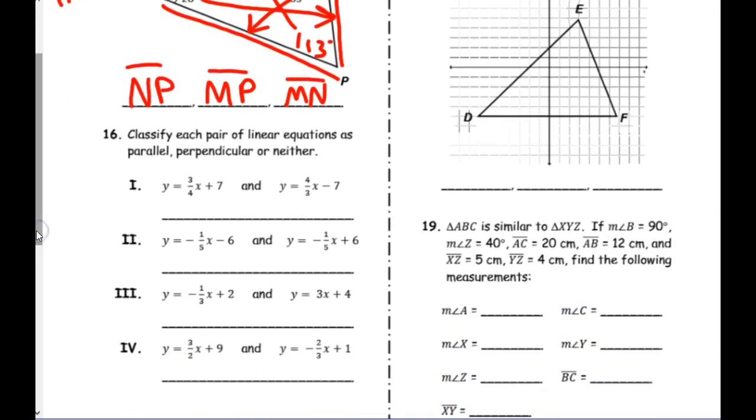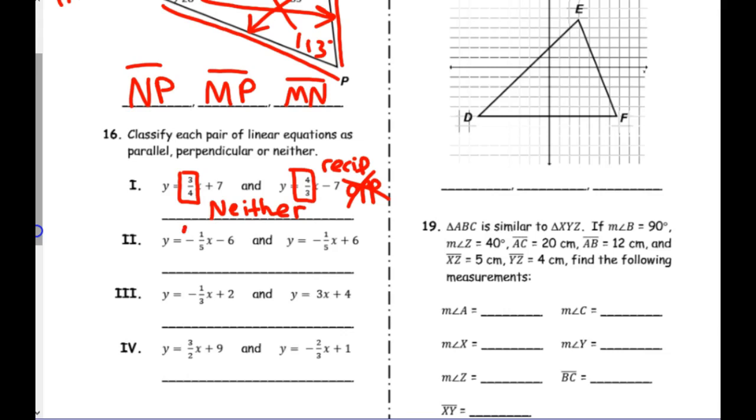Classify each pair of linear equations as parallel, perpendicular, or neither. Okay? So 3 over 4 and 4 over 3. So 4 over 3 is reciprocal, but it's not opposite. Since it's not opposite, it doesn't change signs, this is a neither. That just means it intersects, but it's not perpendicular because it doesn't make a right angle. Okay, so it has to have both opposite and reciprocal to be perpendicular.